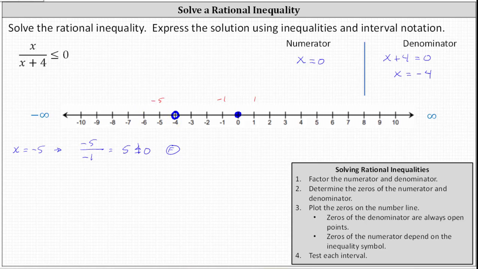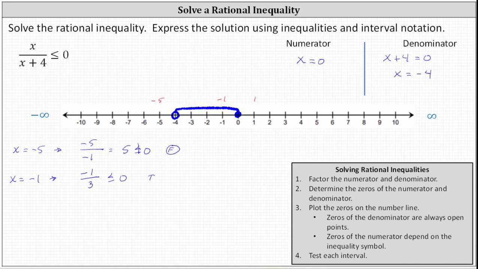And now let's test x equals negative 1. When x is negative 1, the numerator is negative 1. The denominator is negative 1 plus 4, which is positive 3. Negative 1/3 less than or equal to 0 is true. Any negative number is going to be less than or equal to 0. So because the test value of x equals negative 1 is true, and the entire interval from negative 4 to 0, not including negative 4 and including 0 is true, let's go ahead and graph the interval.